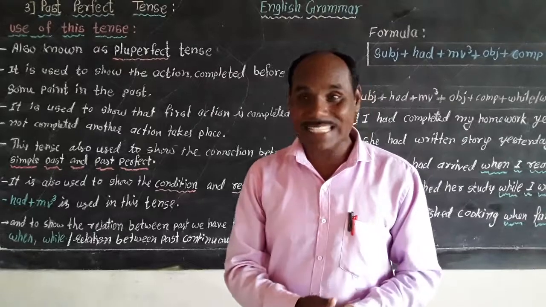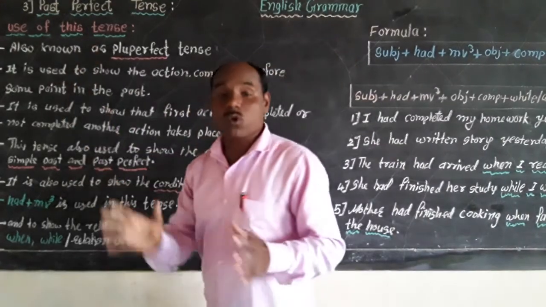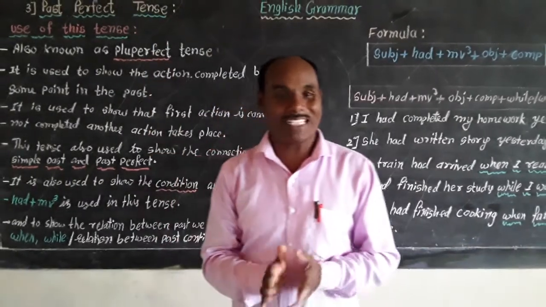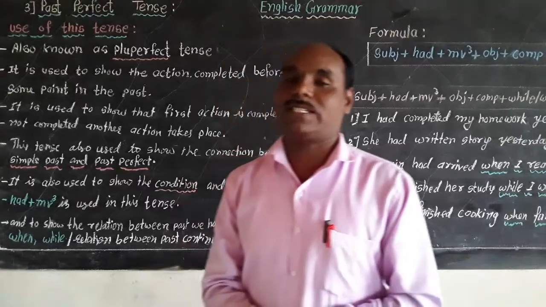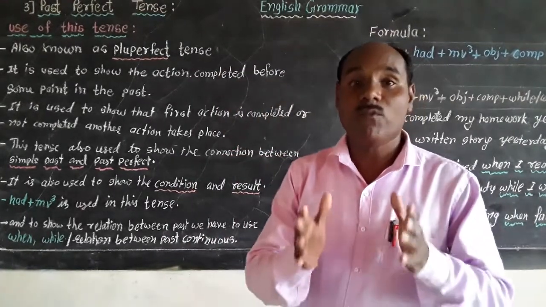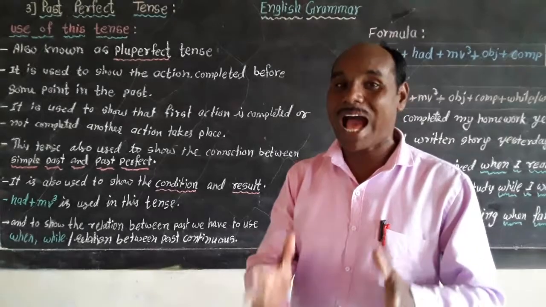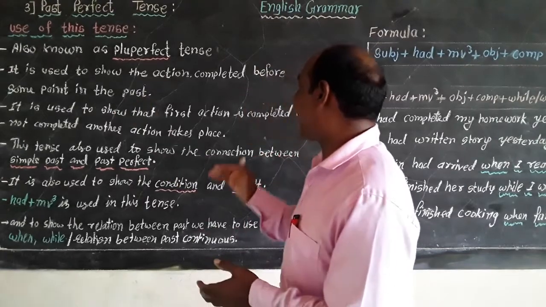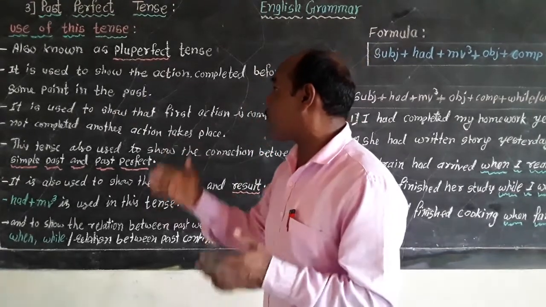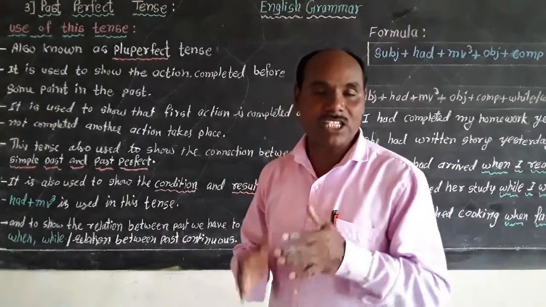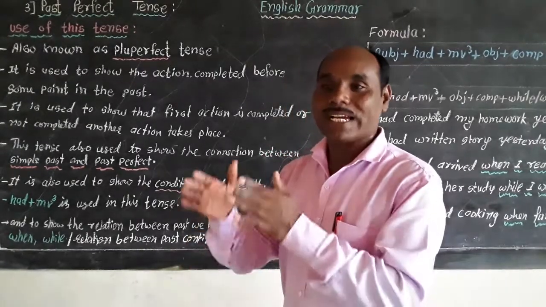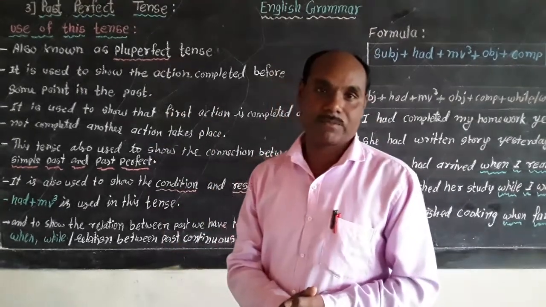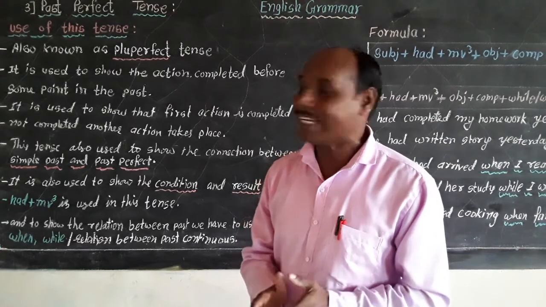The most important thing about this tense is that it is also known as the pluperfect tense. This tense is also known as the pluperfect tense, which means the past perfect tense. This tense is used to show an action completed before some point in the past, or completed after a few moments in the past.